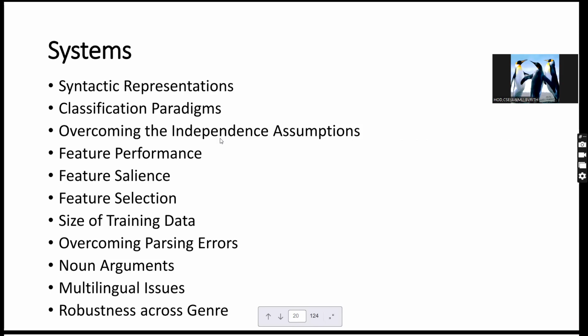Another one is whenever we are overcoming independence assumptions, and whenever we are finding features of the words within the sentences, there we can use these. Based on feature performance, feature salience, and feature selection, we can use the systems. That is, we can develop different types of systems for these purposes. And we can also use them to reduce or increase the size of our training data.